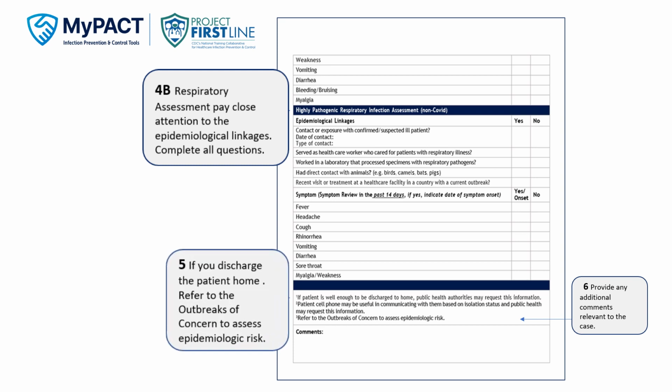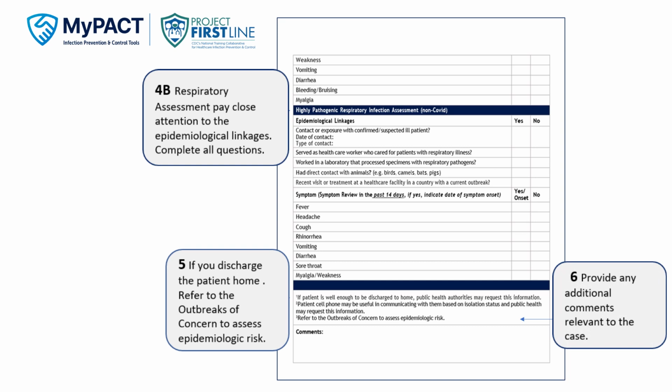Step 5. If you discharge a patient home, refer to the outbreaks of concern to assess epidemiologic risk. Based on the patient's isolation status and public health guidance, remember you could speak to the patient via their cell phone to get much of the information on this form. Lastly, at Step 6, you will add any relevant information to the case.